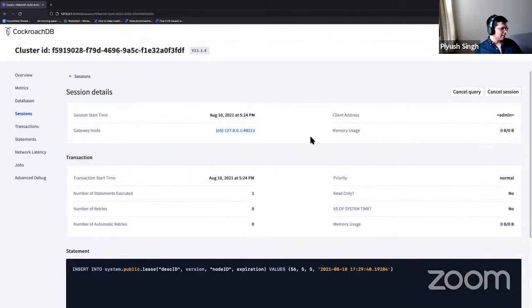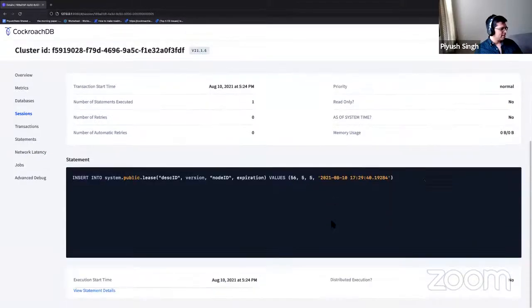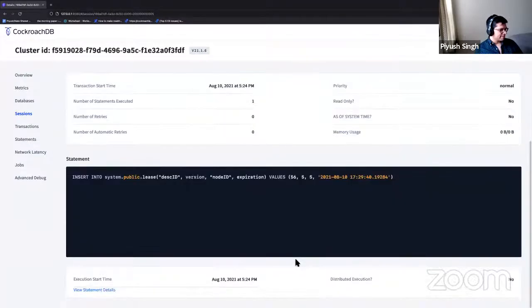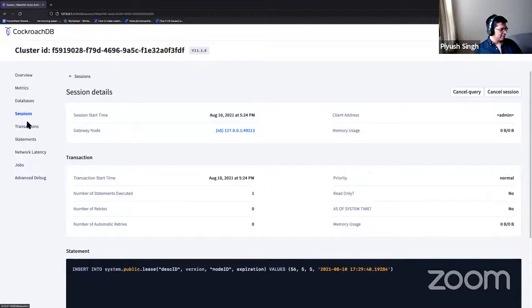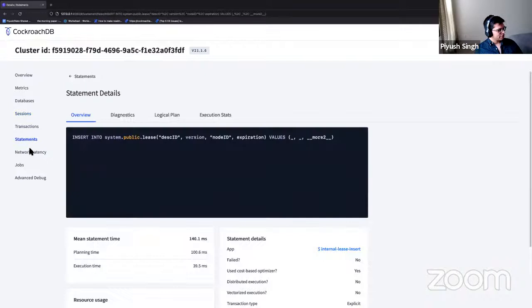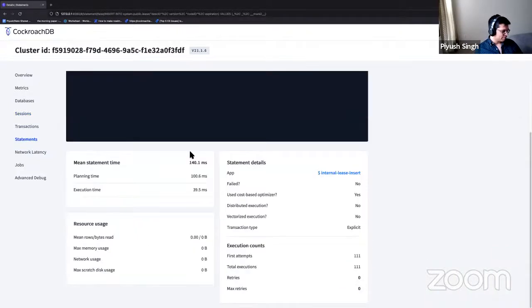On the session details, I can see, okay, is there an active transaction running right now? What statements were in that transaction? And it links through to transactions and statements. So if I want to, for example, dive into a specific statement, I can click View Statement Details. It'll transition me to the statements page and show me way more detailed information about the statement.